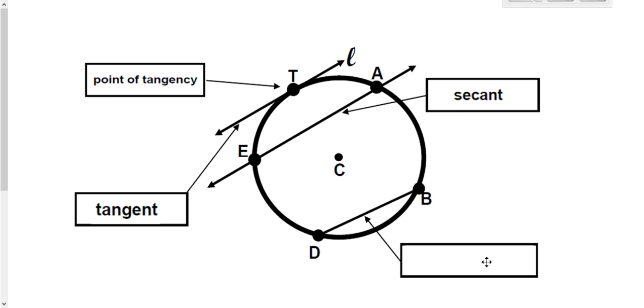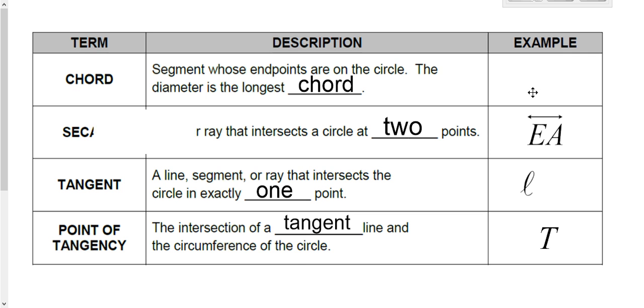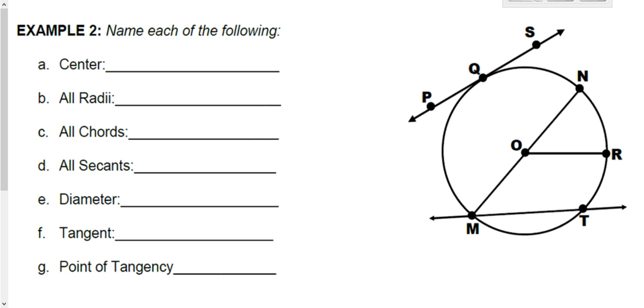Here's all these in case you didn't get them. The chord, the secant, which is a line, the tangent line, or the tangent, and the point of tangency. Also back here, I'll just put these back up. Here's these fill in the blanks if you needed to catch up on those. Pause it when you need to. Let's take the next part.